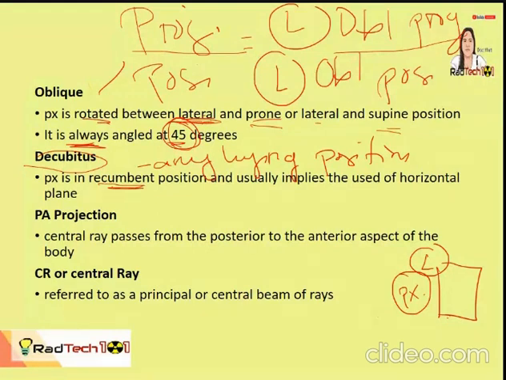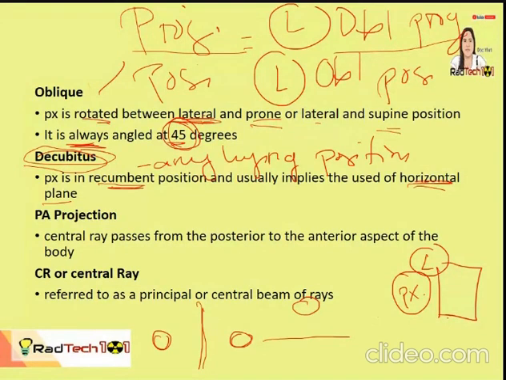Okay, so the decubitus patient is in recumbent position and usually implies the use of horizontal plane. To make it easier for you to understand, when we say decubitus, it refers to the horizontal source of X-ray. Usually, if this is the table, our X-ray tube is up here on top. But for example, if this is the table and this is the X-ray tube either on the left or the right portion of the table, that is a decubitus.